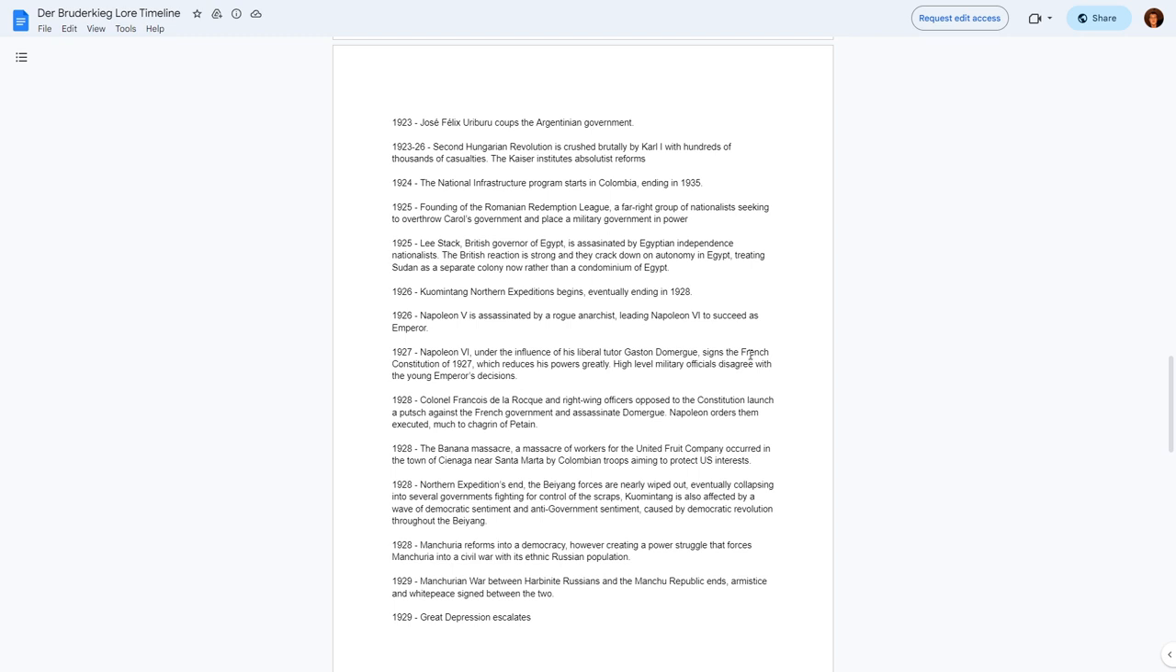1924, the National Infrastructure Program starts in Colombia, ending in 1935. 1925, founding of the Romanian Redemption League, a far-right group of nationalists seeking to overthrow Karl's government and place a military government in power. Okay, are we going to see Codreanu and Sima?